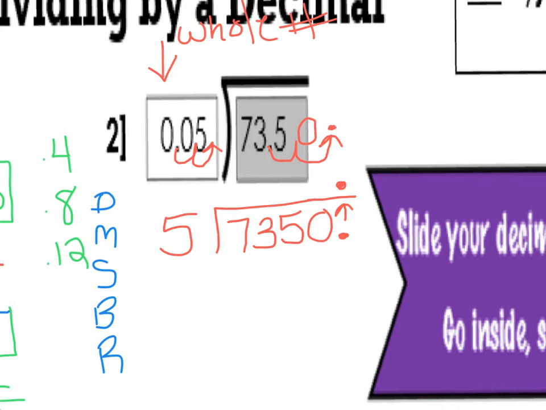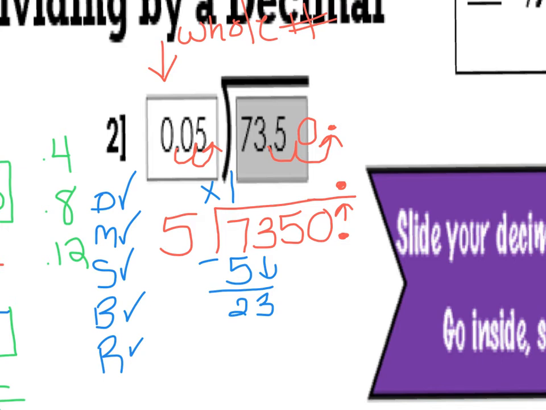All right, so how many 5s are in 7? Okay, there's 1 5 in 7. So I just divided. Now I'm going to multiply. 5 times 1 is 5. 7 minus 5, so we're going to subtract, is 2. And now we need to bring down. And now we're going to repeat.